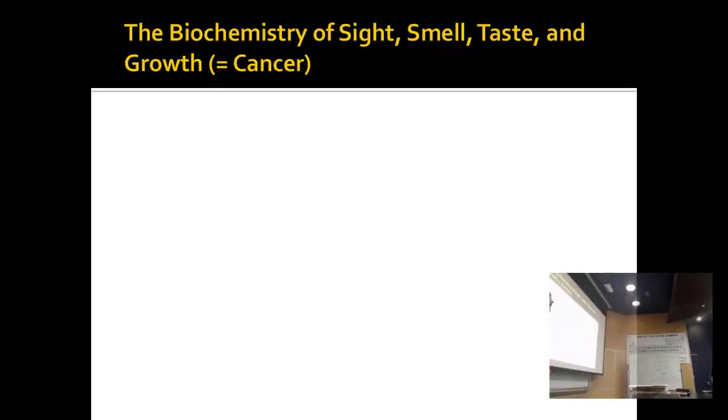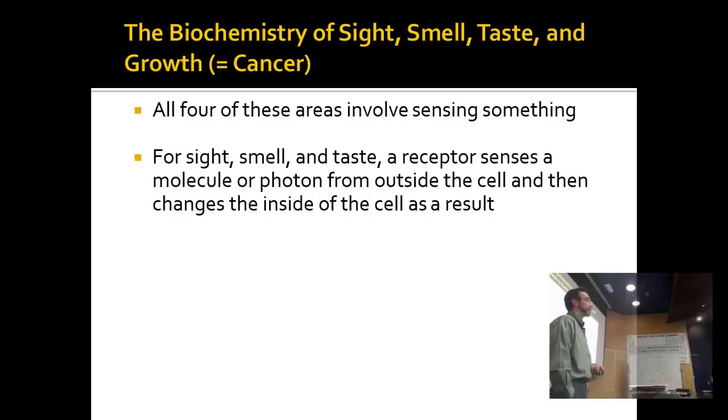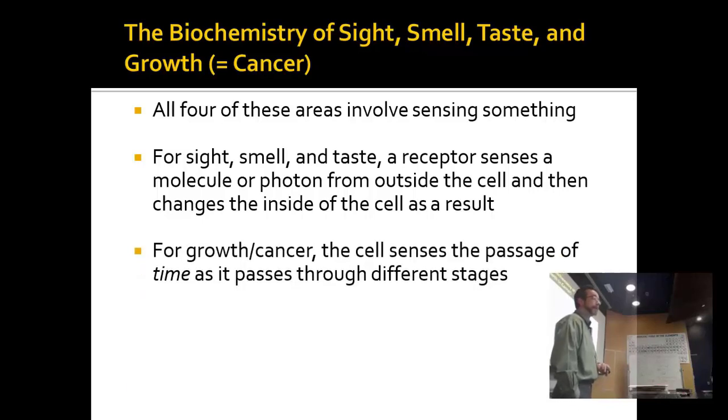And the question of how that works is actually related to the question of how cells sense pretty much everything. How they sense all of these areas: sight, smell, taste, and growth, which is sensing time, and a mistake in this is cancer, a mistake in growth. All of these involve sensing something. You have different first messengers for sight, smell, and taste from outside the cell moving inside the cell. For cancer, it's a little bit weirder, but in a sense, the passage of time is going on.